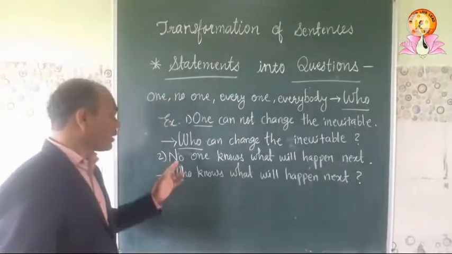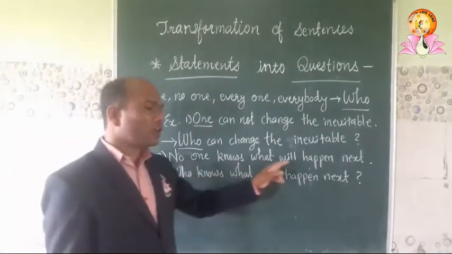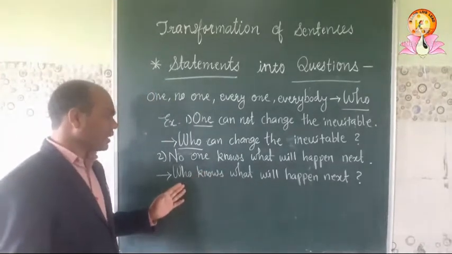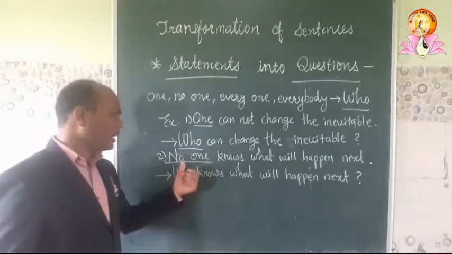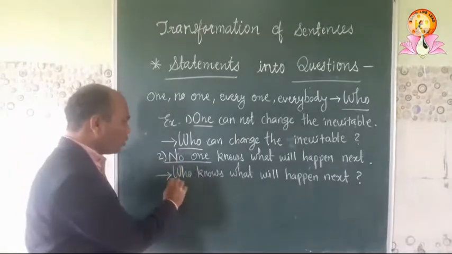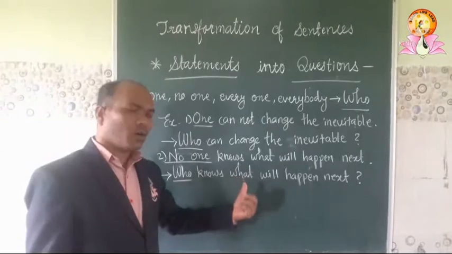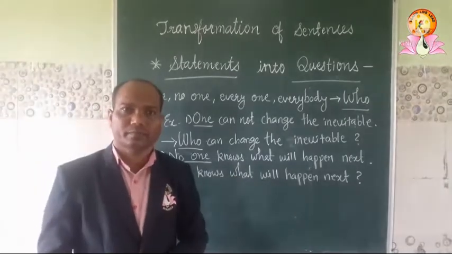Next example. No one knows what will happen next. Answer. Instead of no one, here who is used. So the answer is like this. Who knows what will happen next?